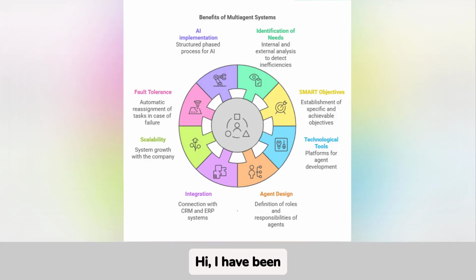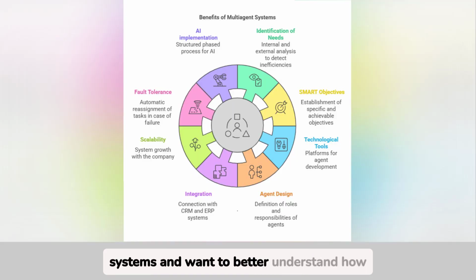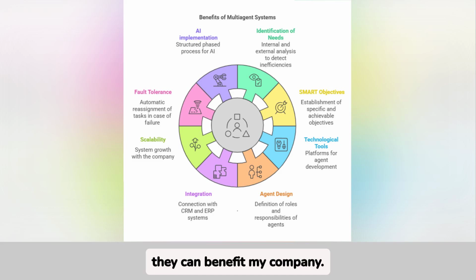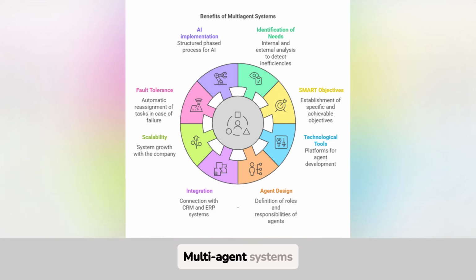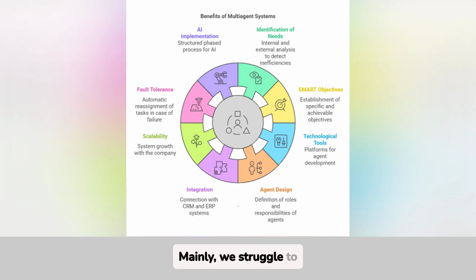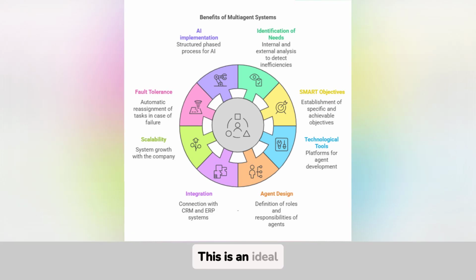Hi, I have been researching multi-agent systems and want to better understand how they can benefit my company. Multi-agent systems are a powerful solution for automating and optimizing processes in complex business environments. To begin with, what are the main challenges you face in your company? Mainly, we struggle to integrate information from different areas, optimize inventory management, and improve overall operational efficiency. This is an ideal scenario for a multi-agent system.